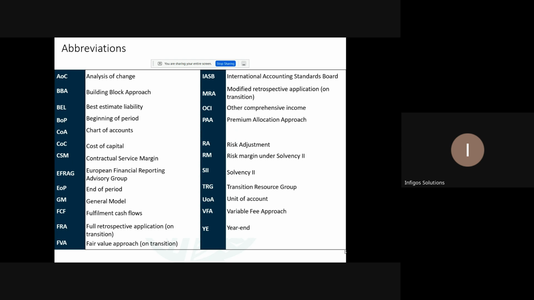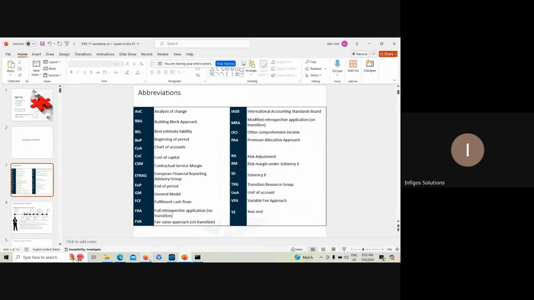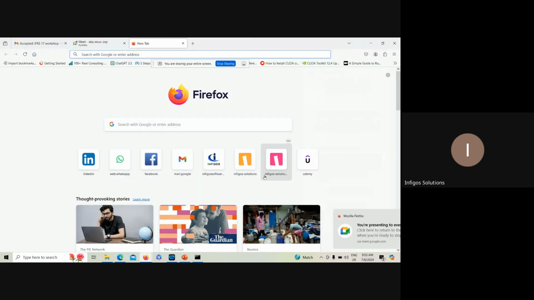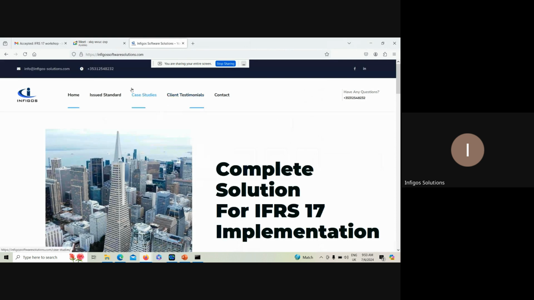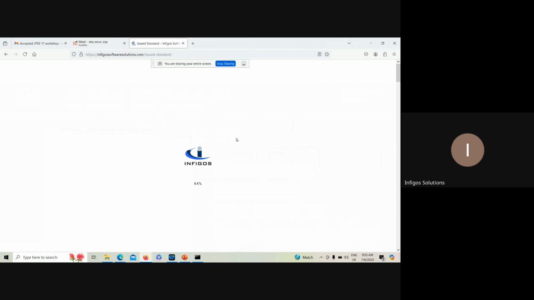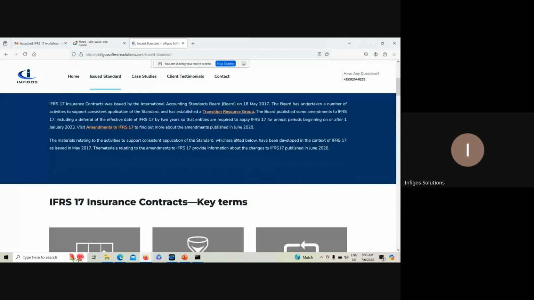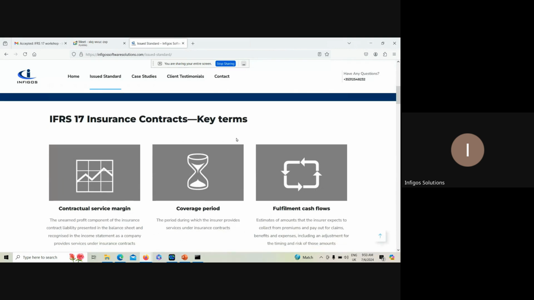Before we get into that, let's look at some of the key definitions related to the insurance sector. Let me take you there. It's okay if you don't have a background in insurance, you'll still be able to understand it because we are doing it from scratch. So these are the key terms.